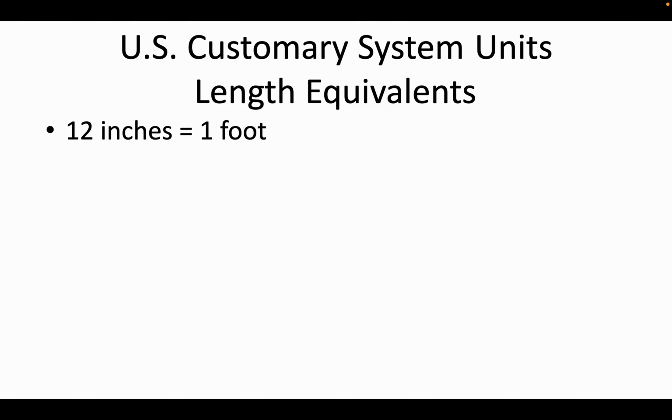And then for weight equivalencies, we have 16 ounces equaling 1 pound and 2,000 pounds equaling 1 ton. You might not be aware of this, but the abbreviation for ounces is OZ. That's how we abbreviate ounces. And the abbreviation for pound is LB.